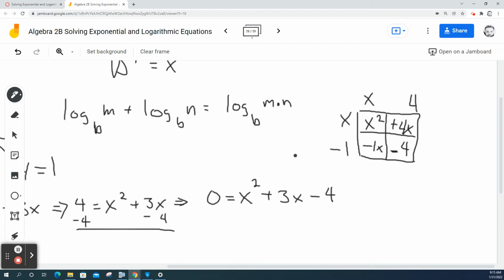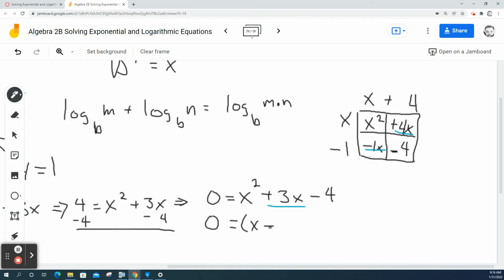Now, when I add up those middle terms, remember our goal is that they should equal a +3x. All right, so 4x minus 1x is 3x. So what does that mean? Well, that means that x plus 4 times x minus 1 are the factors of the quadratic x squared plus 3x minus 4.